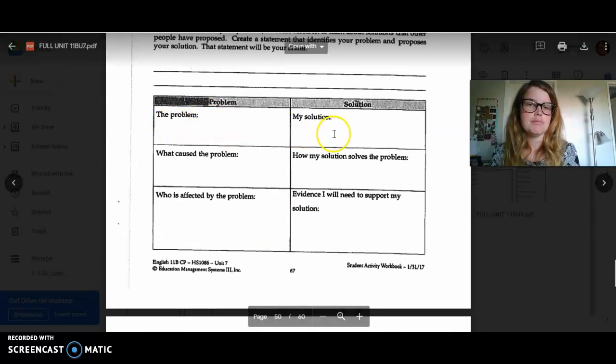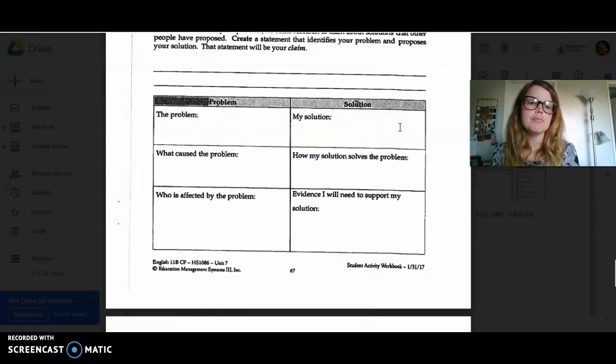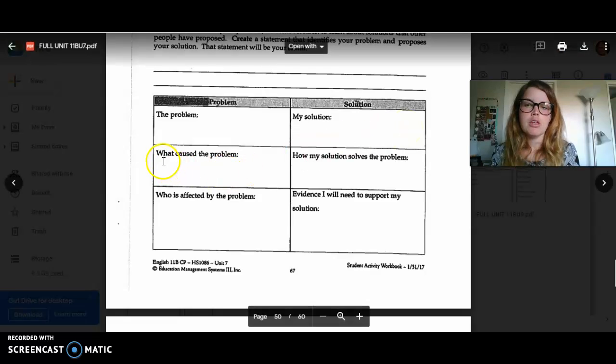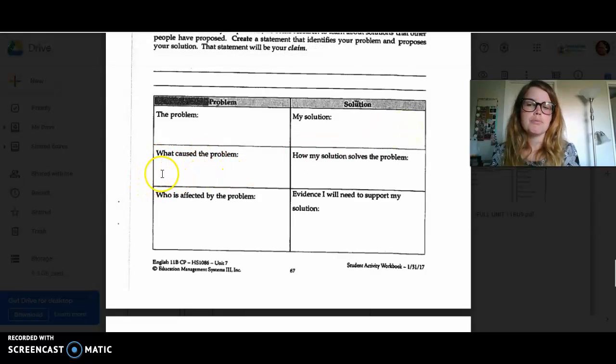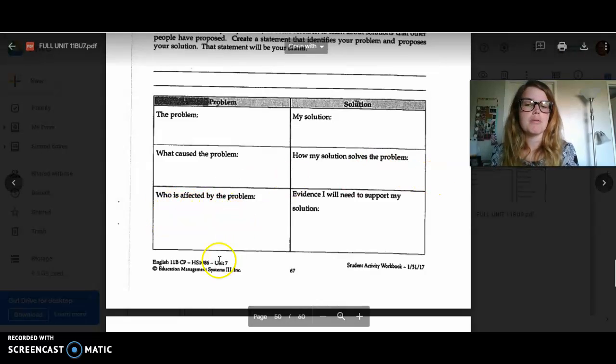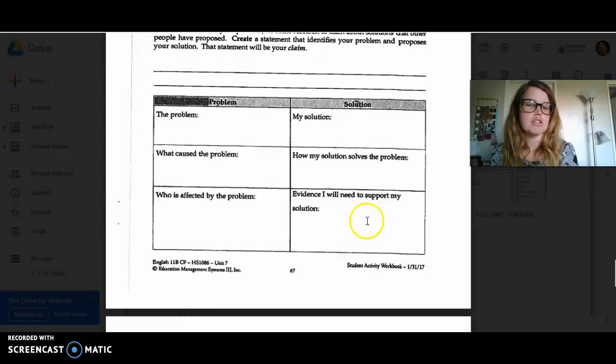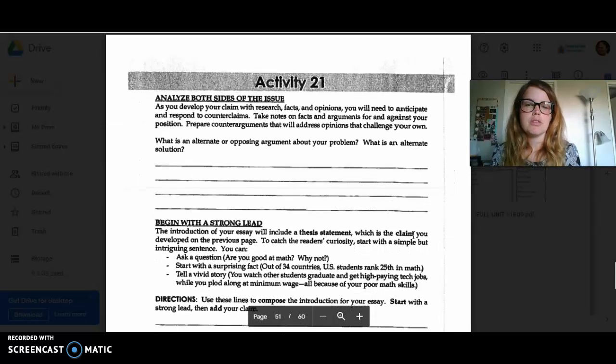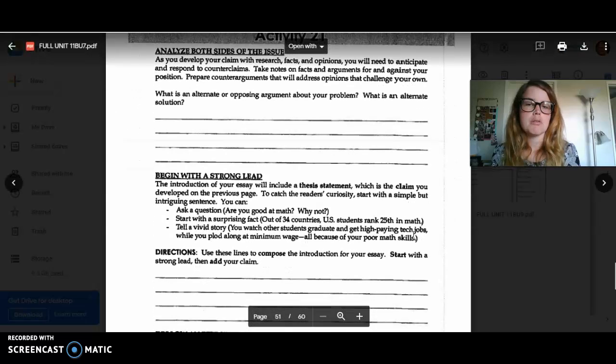The problem, my solution. Dysfunctional government, my solution, socialist regime. What caused the problem? Capitalism. I'm going to go with capitalism. How my solution solves the problem? It takes power away from businesses. Who is affected by the problem? All of the American people. Evidence I will need to support my solution. Where it has worked in the past, right? And then maybe put like a website to something. There you go. There's my first part of pre-writing.